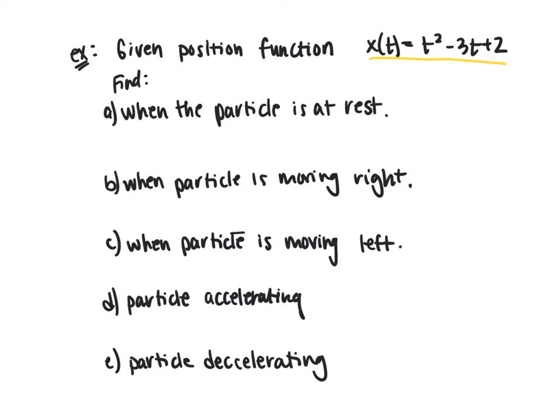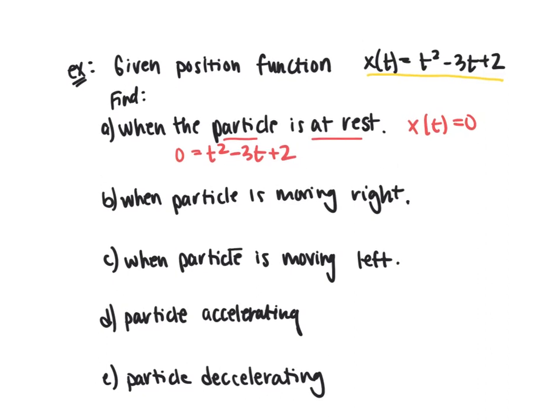The first one says when the particle is at rest. So when the particle is at rest, the position is not moving. So we have to take the position function, x of t, and set it equal to 0 and solve. So 0 is equal to t squared minus 3t plus 2. And this looks factorable. It's t minus 2 and t minus 1. So what I get is 2 seconds and 1 second.